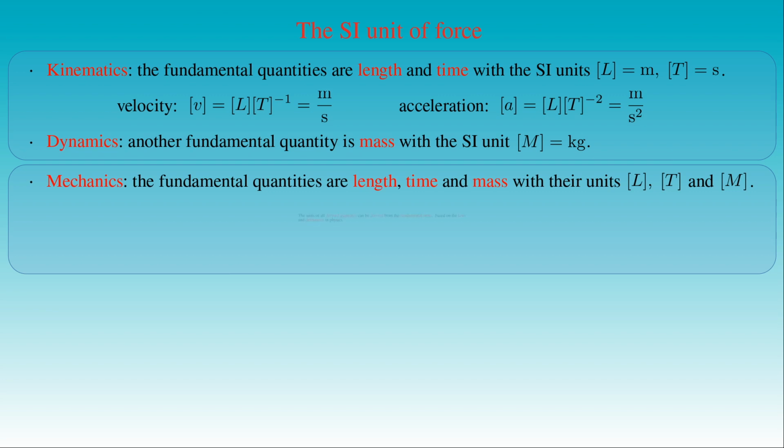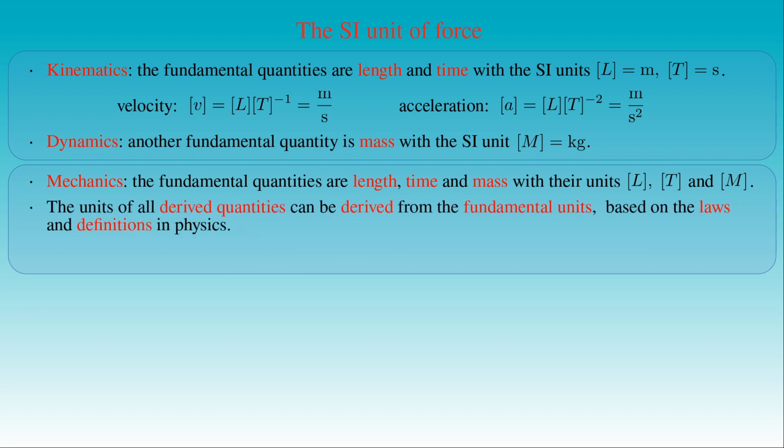Then the units of all derived physical quantities can be derived from the fundamental units, based on the laws and definitions in physics. The unit of any derived quantity Q has the form L raised to the power alpha, times M raised to the power beta, times T raised to the power gamma, where alpha, beta and gamma are integer numbers in mechanics. If we specify the fundamental units in SI, then we can write it as meter raised to the power alpha, times kilogram raised to the power beta, times second raised to the power gamma.